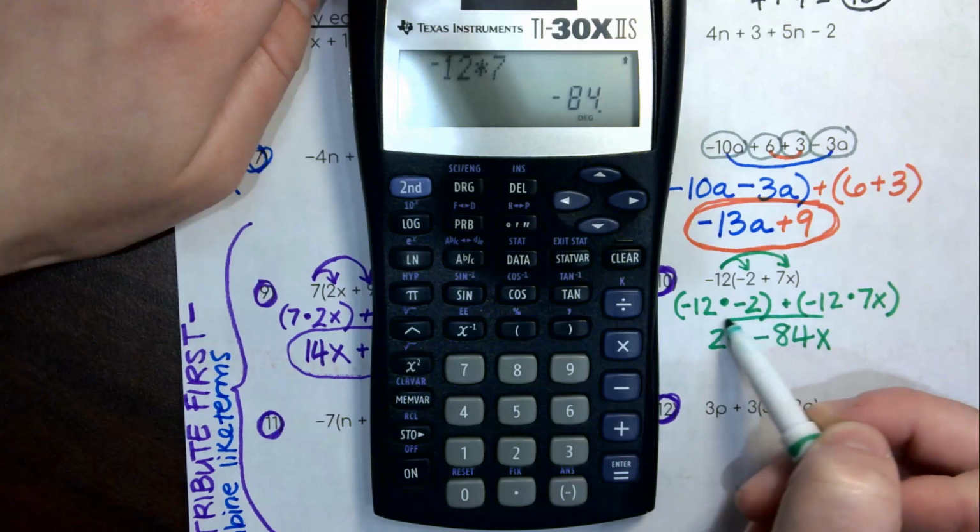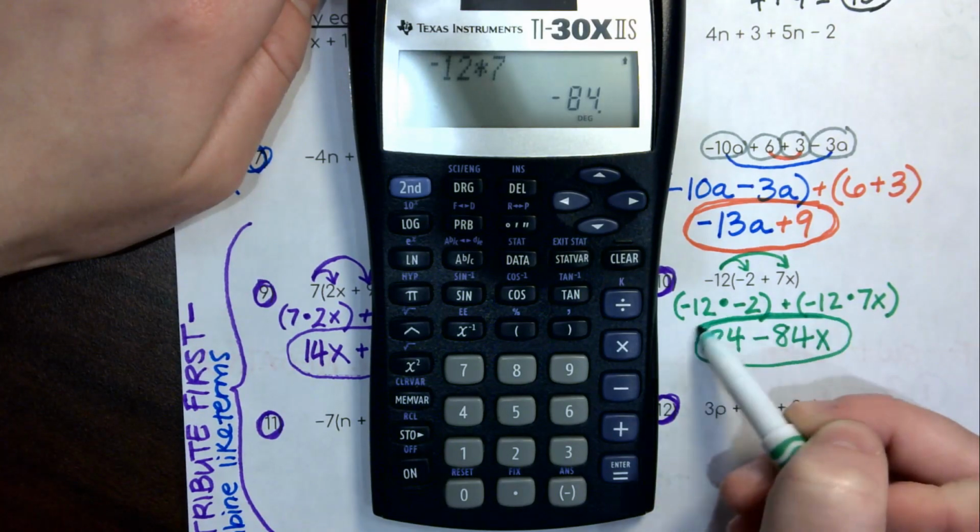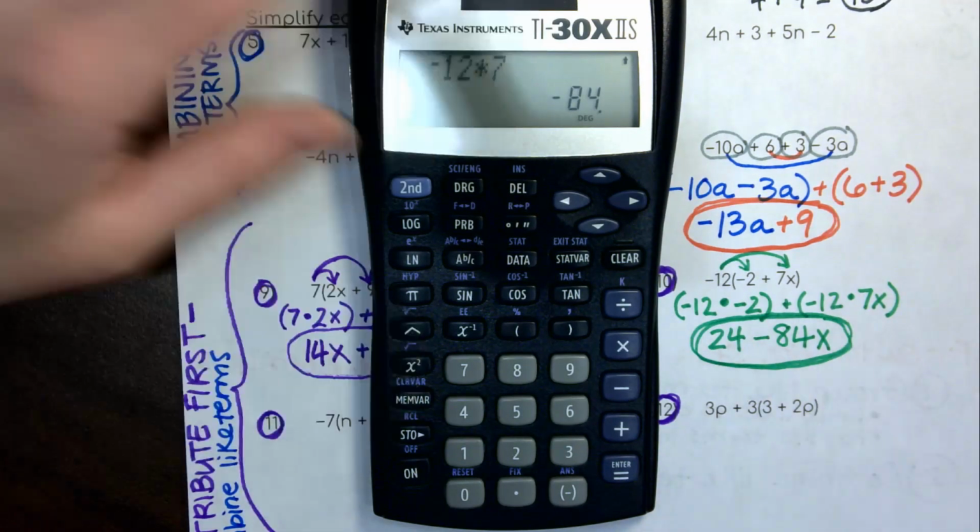And then that's as far as we can go. 24 does not have an x attached to it, so we cannot combine them.